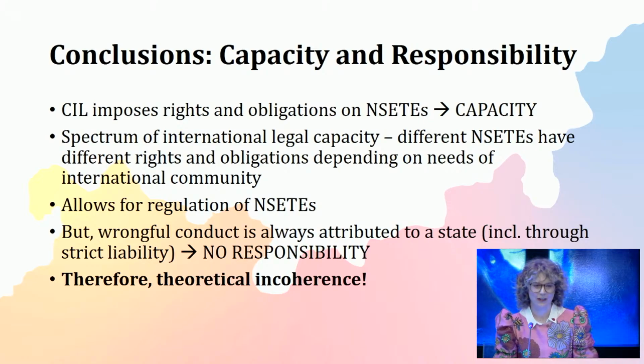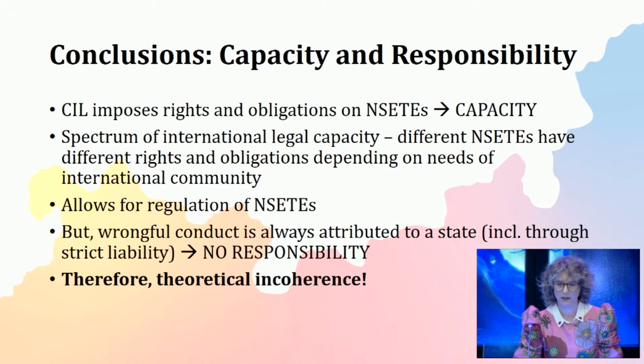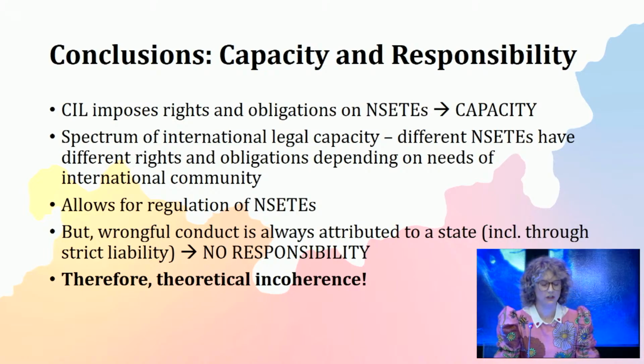Turning to the conclusions on capacity and responsibility. What my research shows is that customary international law in fact imposes rights and obligations on non-state effective territorial entities, or may impose rights and obligations on them. And this means, if you remember from our Public International Law 101, that they have some form of capacity under international law. But this is not capacity in the binary sense that we've always understood it, but rather a spectrum of international legal capacity.